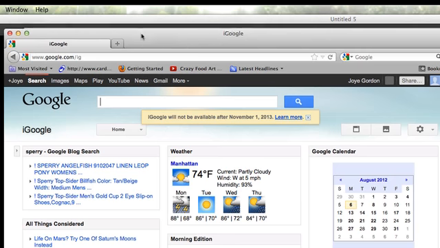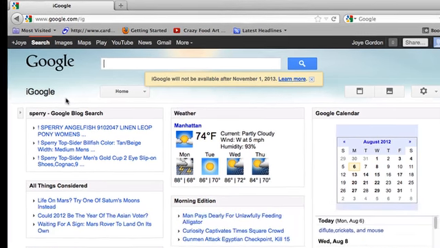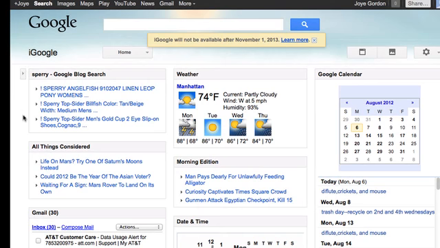This is an iGoogle page, and basically it's a dashboard that you can design for yourself. This is my iGoogle page, where I asked for the gadget telling me what's going on in blogs wherever the term Sperry shows up. This is that gadget right here. But you can add gadgets from wherever you want: your calendar, your local weather. In this case, it's National Public Radio.